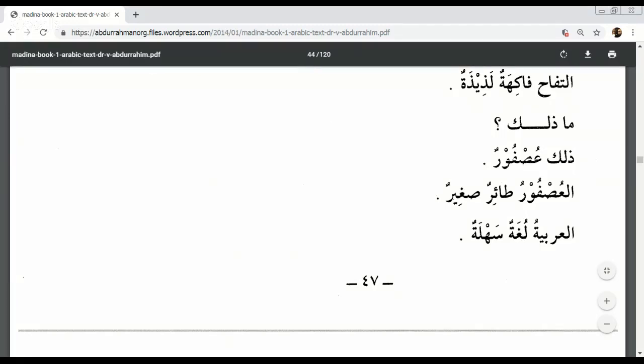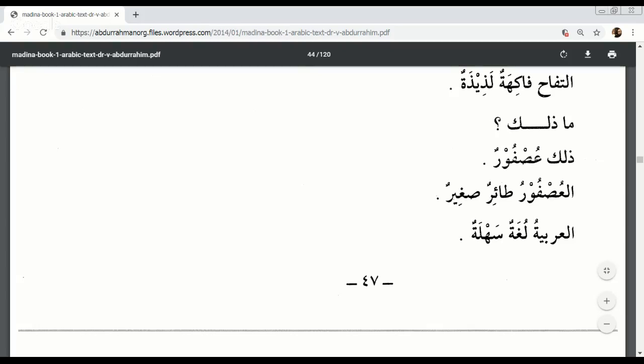Go ahead, Shopna. العربية لغة سهلة. Good. So Arabic is an easy language. So لغة means a language. Easy. A language, okay. Sahlatun means easy. That's right. So Arabic is an easy language. That's right. And the next page.